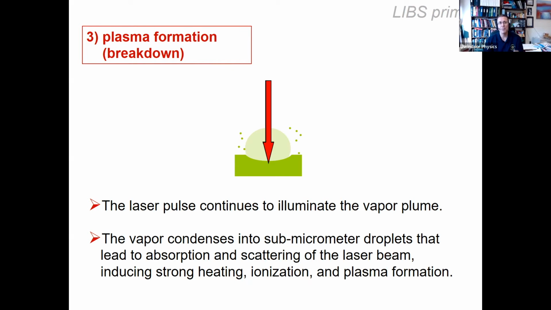Well, that requires step 3, which is the formation of a plasma. This is where we left off the previous picture. This laser pulse is continuing to illuminate the vapor plume, but that vapor plume is getting more dense and more dense and more dense. And that's eventually going to lead to absorption of the laser light by the cloud itself. Some of those photons from the laser will get scattered. Some of them are going to be absorbed into the atoms.